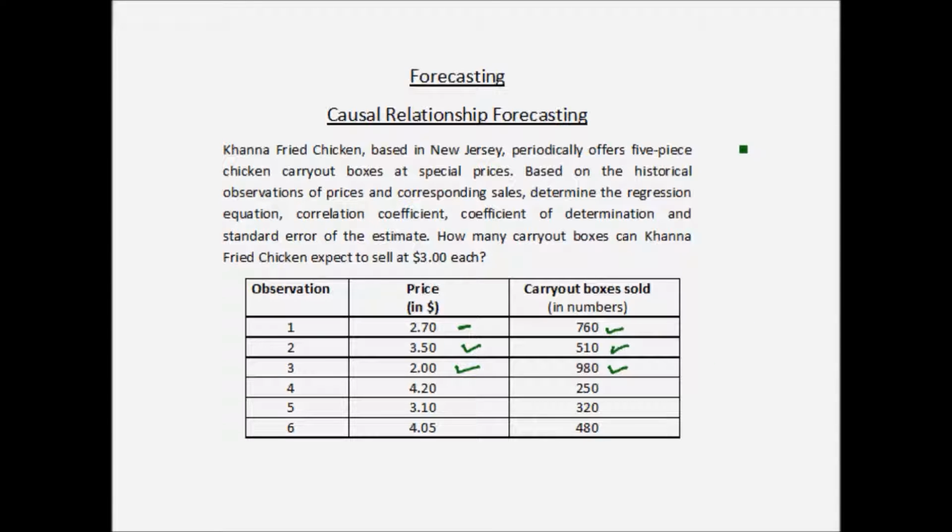So here, in order to use linear regression, we will assume that there is a linear relationship between the number of chicken boxes sold and the price. And since the number of boxes is dependent on the price, we will consider the number of boxes sold as the dependent variable, while the price becomes the independent variable.